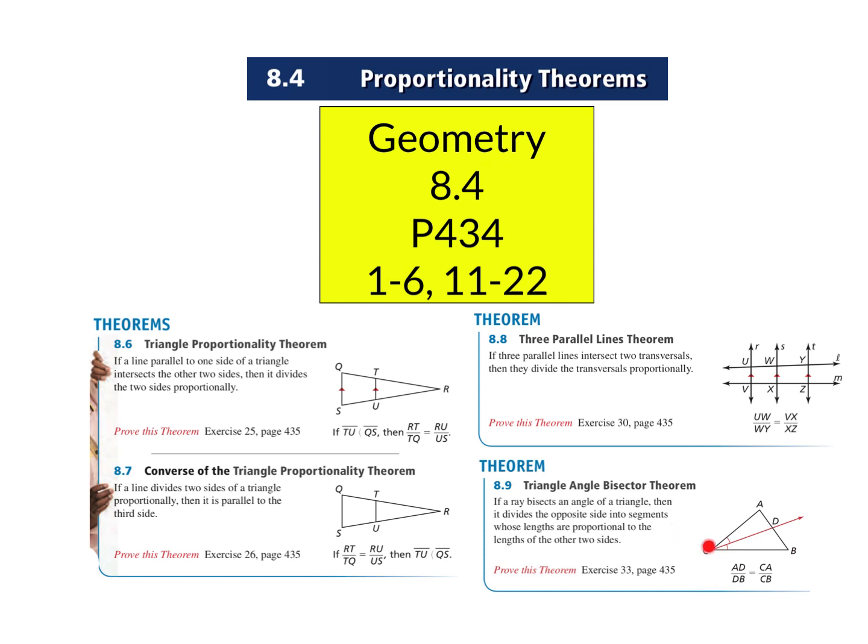The weirdest one is the angle bisector one. But what they did is AD is to DB as that side of the angle is to the other side of the angle. But you could do it the other way. You could do AC is to AD as BC is to BD. But I'll show you that as we do homework, okay?